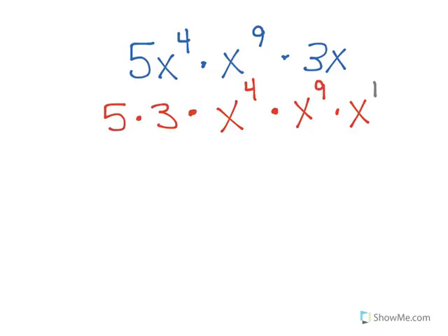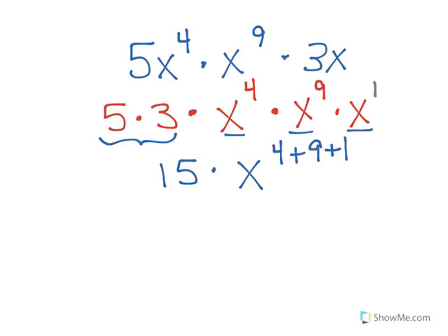So if we look at this, we then have 5 times 3, which is 15, times, and we have the same base, x, so we're going to keep the base x, and we're going to add exponents, 4 plus 9 plus 1. So our final answer becomes 15 times x to the 14th power.